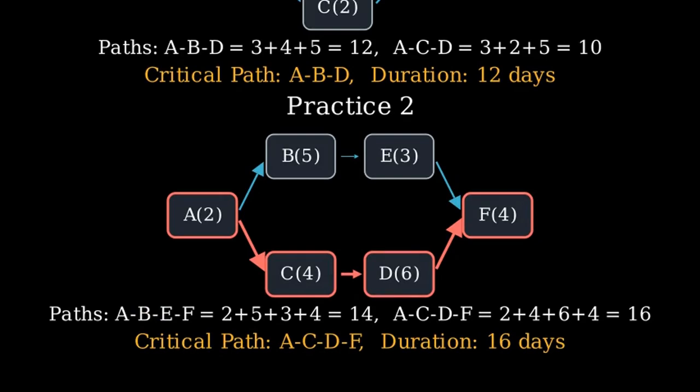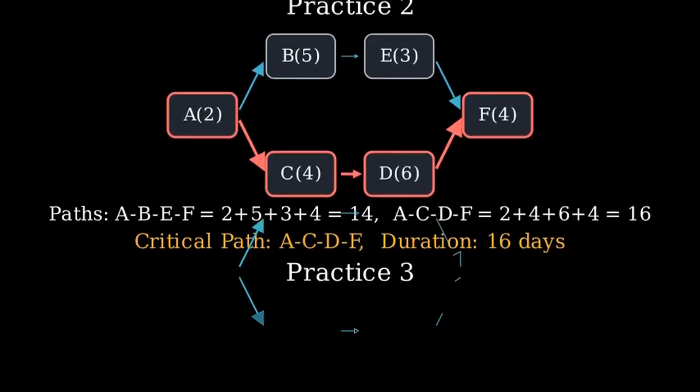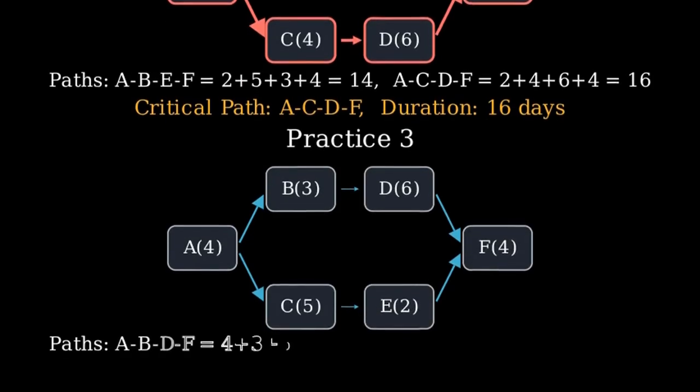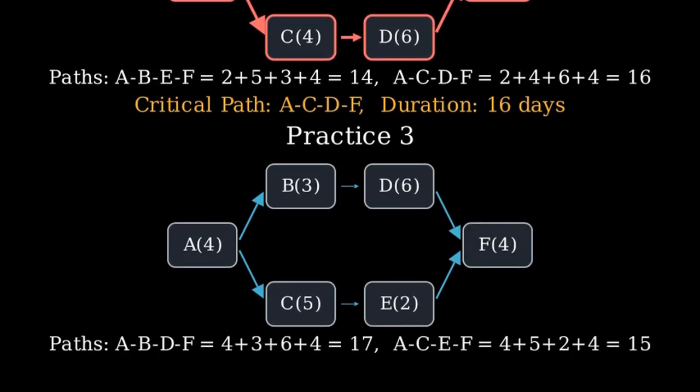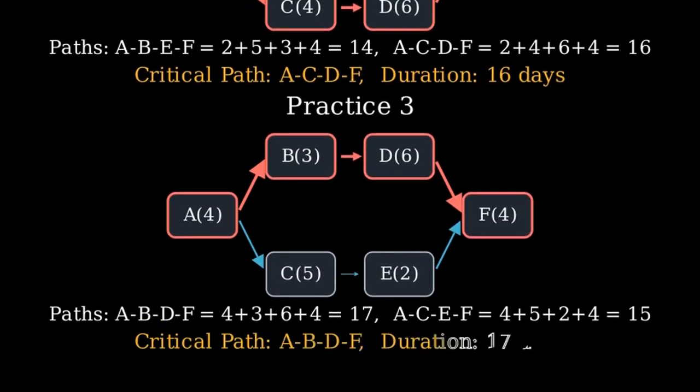Practice 3. Activities and durations in days. A equals 4, B equals 3, C equals 5, D equals 6, E equals 2, F equals 4. Dependencies. A to B and A to C, B to D, C to E, and both D and E to F. Draw the network. We compare 2 main routes to the finish, A-B-D-F and A-C-E-F. Highlight the critical path and state the duration. Answer. The critical path is A to B to D to F with duration 17 days.